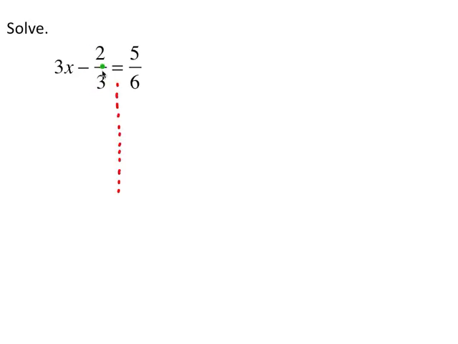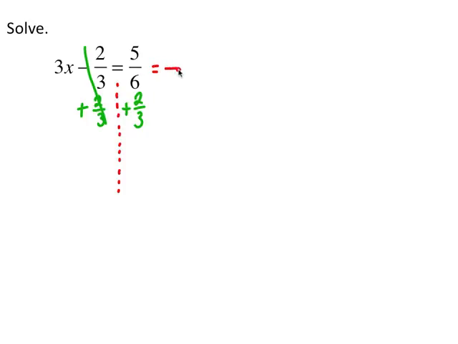So this minus 2/3, we're going to do the opposite and add 2/3, because negative 2/3 plus 2/3, they cancel, so that will be gone. We have to do the same thing on the other side. On the other side, we're adding fractions. When we add fractions, we have to have a common denominator. So we need to do a little bit of work here before we add.